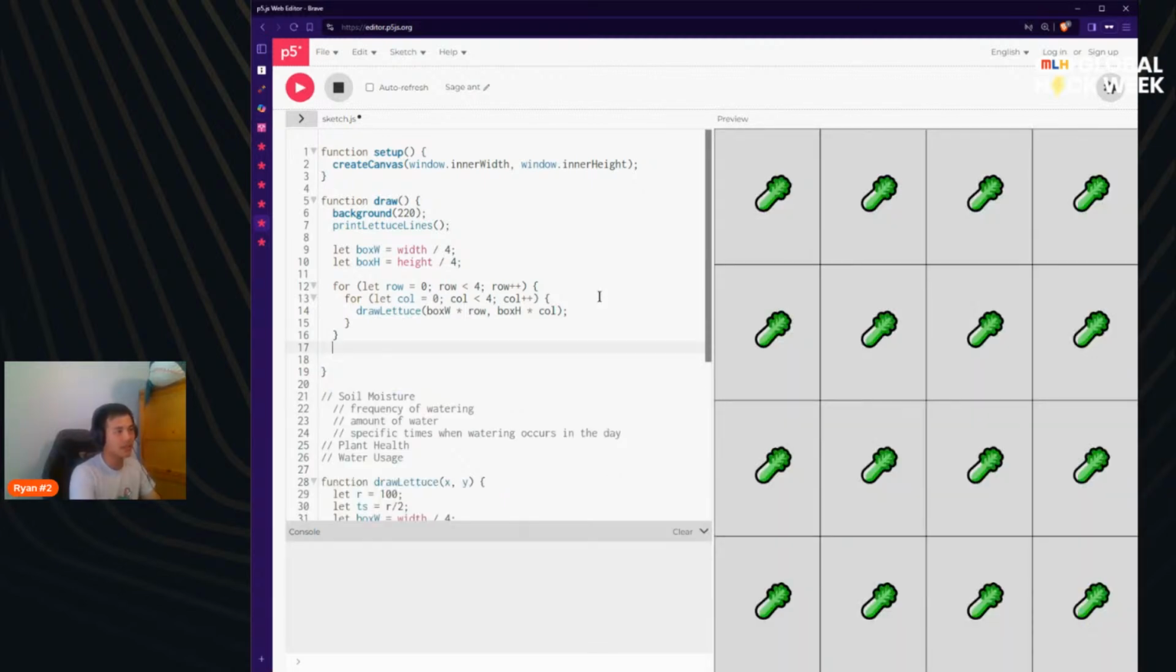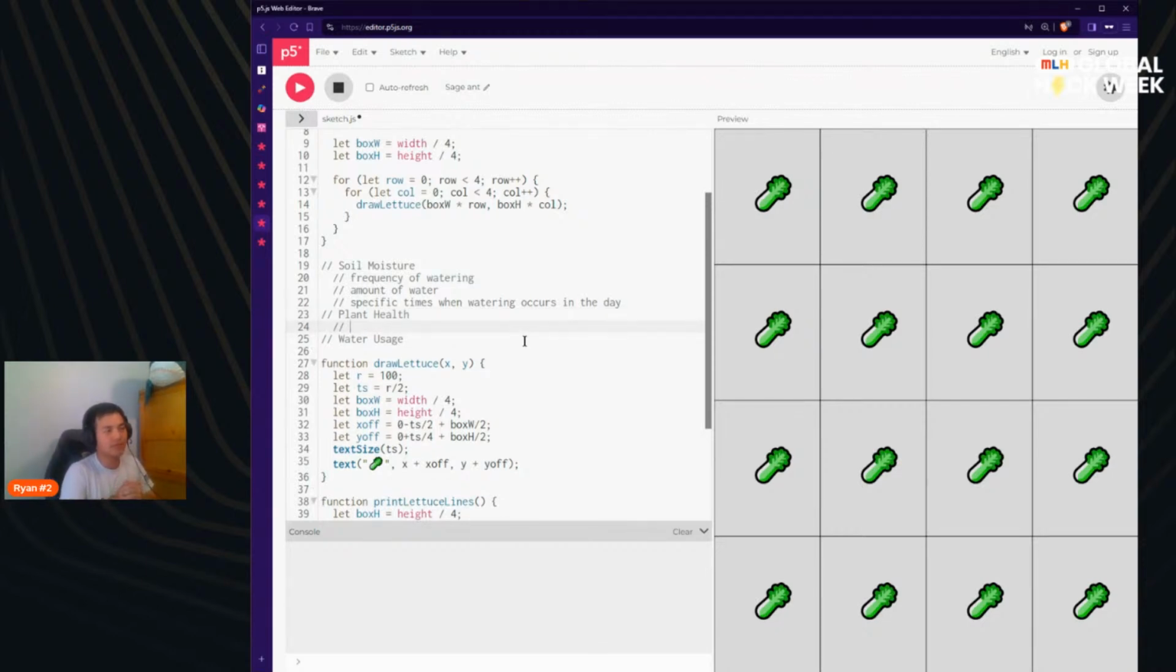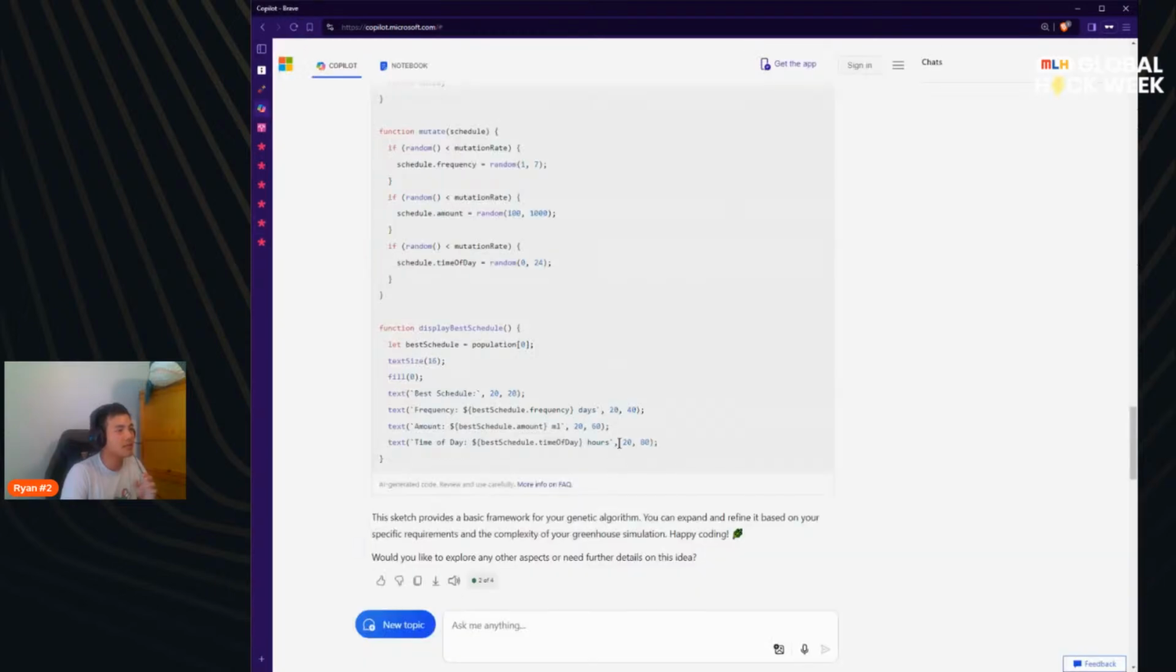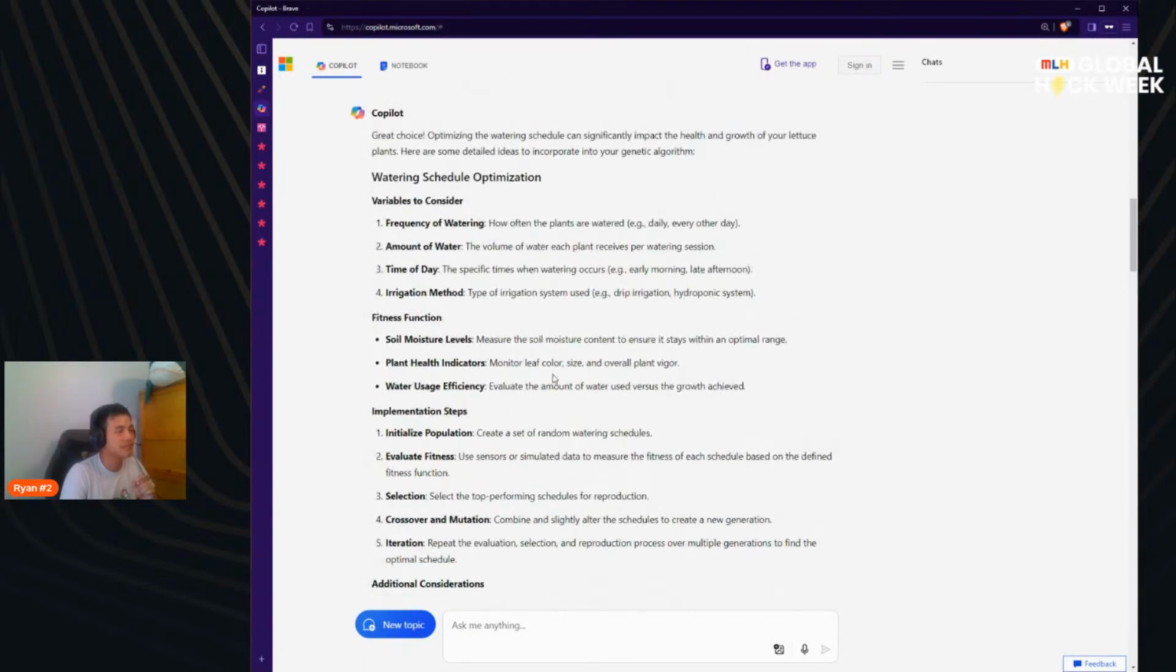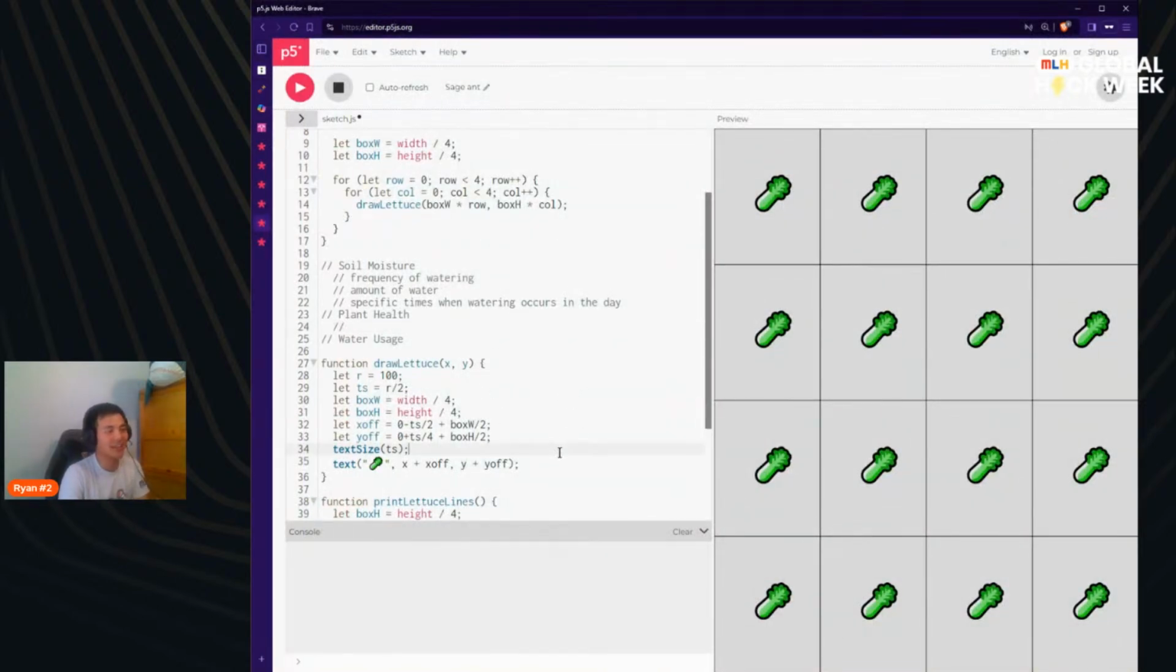Awesome. So now we've got a lettuce in each of these cells, which is pretty rad. Now we have to do a little bit of research to figure out how much the frequency of watering affects the plant health. We also have to define how we are going to model plant health. What did chat say about plant health? Leaf color, size, and overall plant vigor. Okay. I think we're just going to say that however big our lettuce is is how healthy it is. So we're just gonna say size is going to be the visual indicator of fitness.